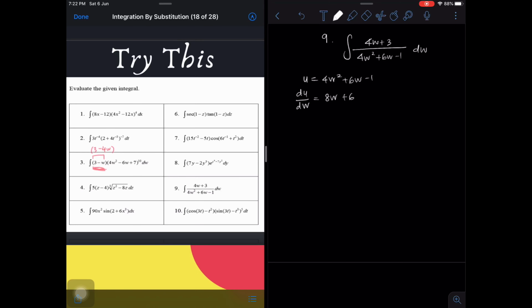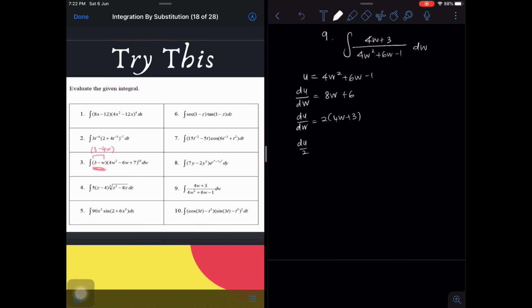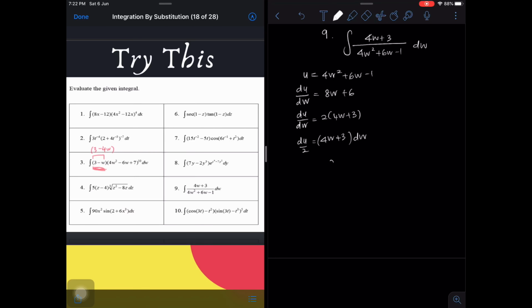Now let's factorize out 2. From here you will get du over dw equal to 2 times 4w plus 3. Therefore, from here you will get du over 2 equal to 4w plus 3 dw. Okay, let's rewrite our integral here. We can write our integral like this: 1 over 4w to the power of 2 plus 6w minus 1 times 4w plus 3 dw.